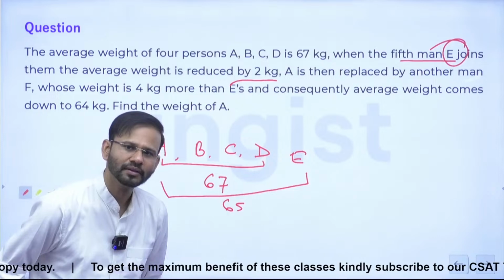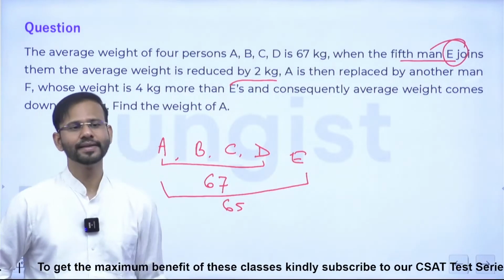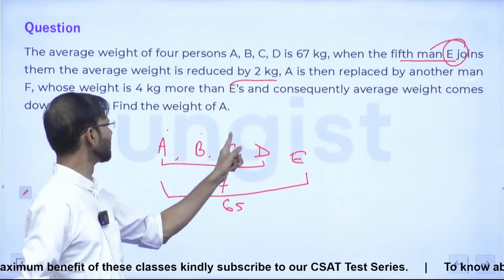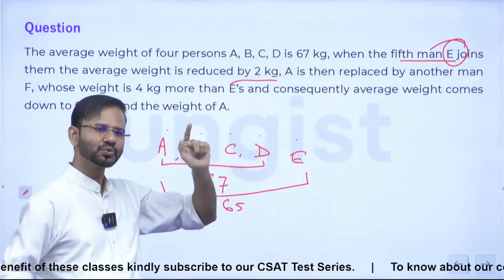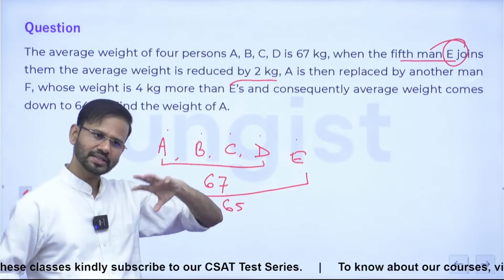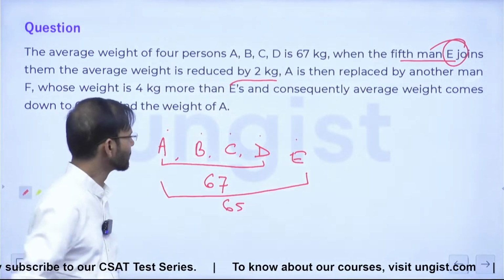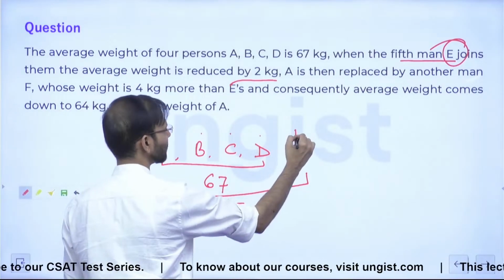Yes, minus 10. E is coming with the contribution of minus 10. Why? Because now there are 5 members. Each one is getting minus 2, minus 2, minus 2, minus 2. So E is coming with minus 10 contribution.